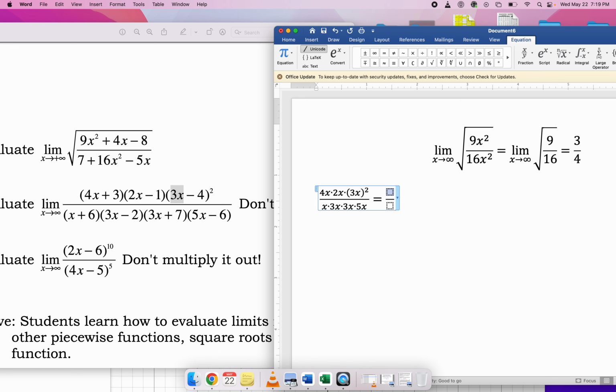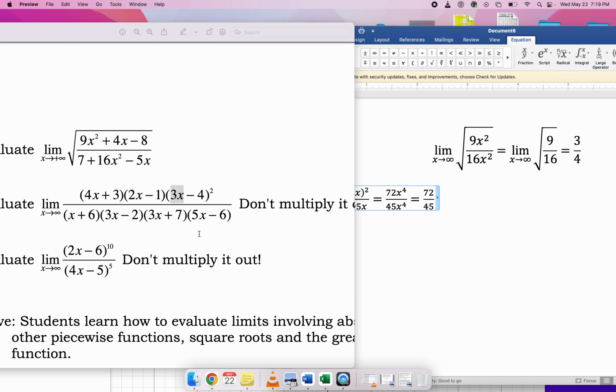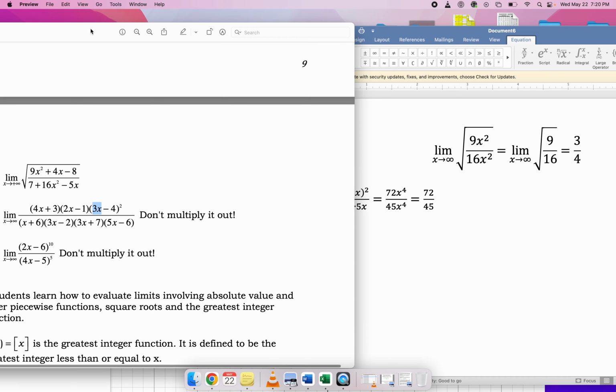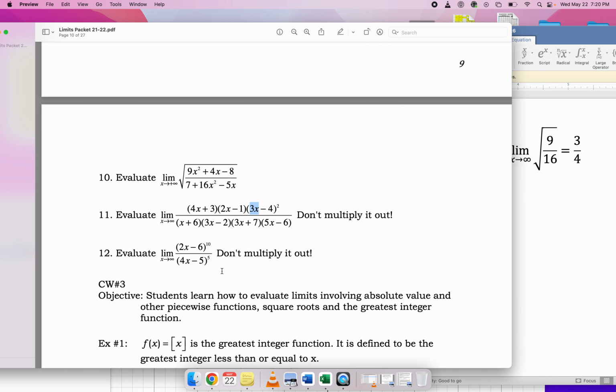And that would give you, let's see, the numerator would be 8 times 9, so 72 x to the 4th, over, and the denominator would be 45 x to the 4th. The x to the 4ths cancel, you get 72 over 45, so that's the value of the limit, unless I made some kind of arithmetic mistake or something. And the next one, number 12, very similar.